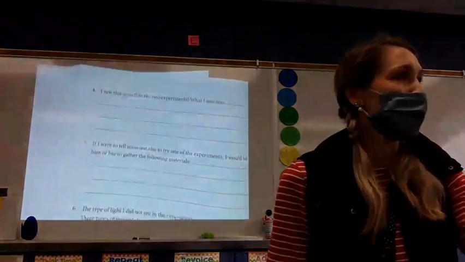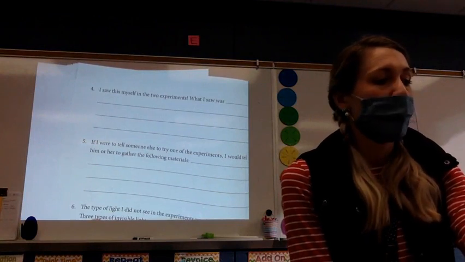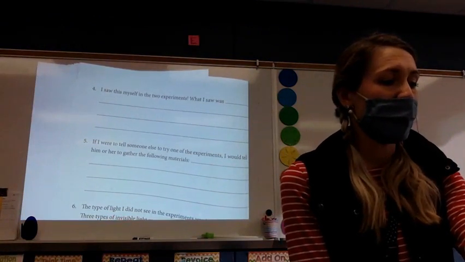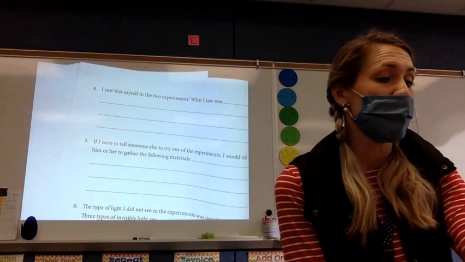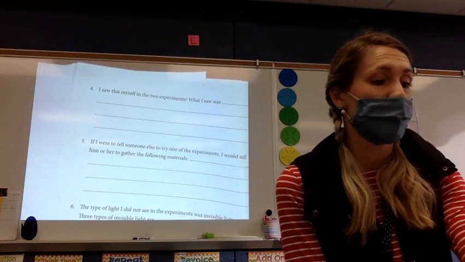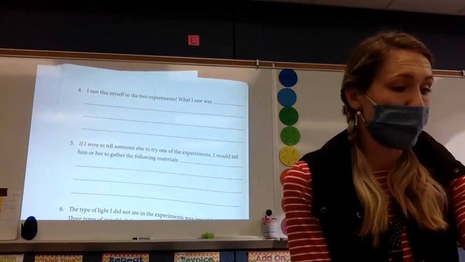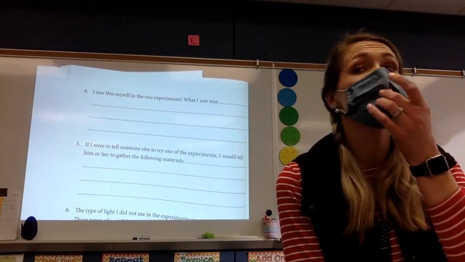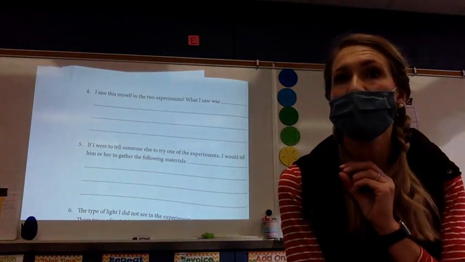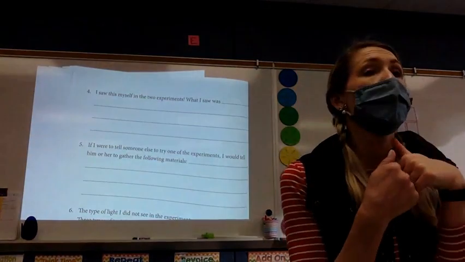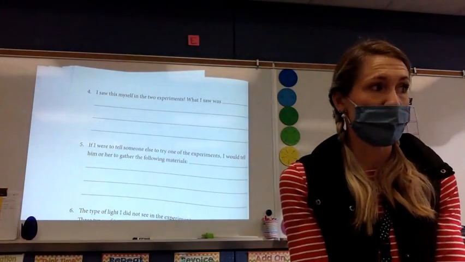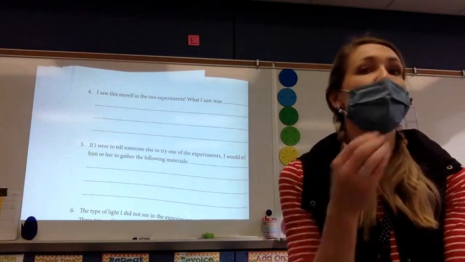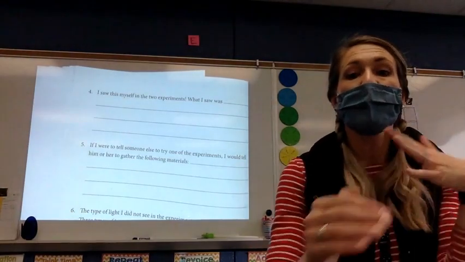Okay? Number 6, read it with me. The type of light I did not see in this experiment was invisible light. Three types of invisible light are. Go back and find them in your text. Sound good? This is your task before recess. Please work hard, work diligently, and do your best.